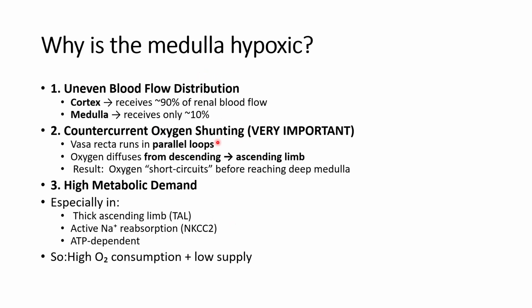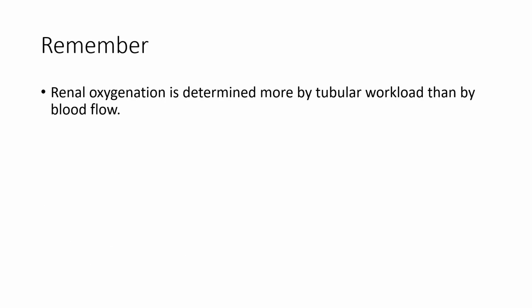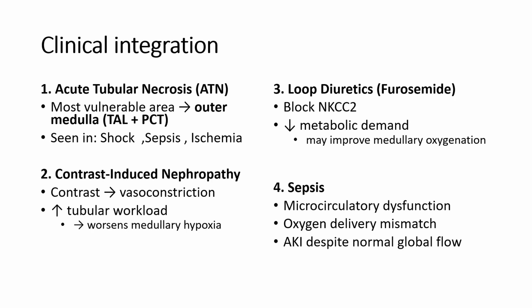So why is the medulla hypoxic? Many reasons. One, the uneven blood flow. Even without this diffusive shunting, the amount of blood in the cortex is 90%. However, the medulla only receives 10% of it. Then the oxygen shunting, which we discussed, how oxygen directly shunts from the descending limb to the ascending limb without going very deep down. And the third is high metabolic demand, because the thick ascending limb has many active channels that require energy, and energy requires oxygen. So you need to remember that renal oxygen is determined more by tubular workload than by blood flow.